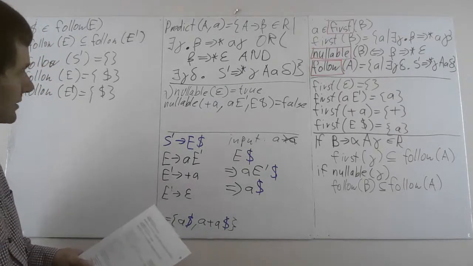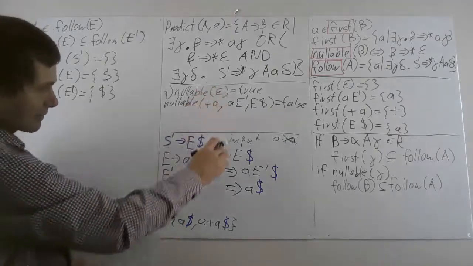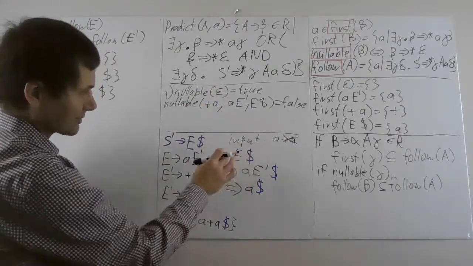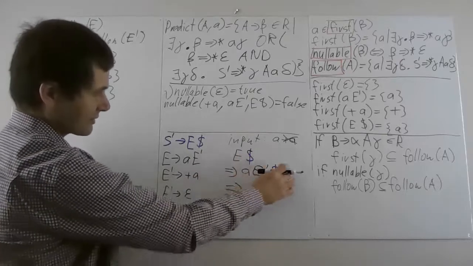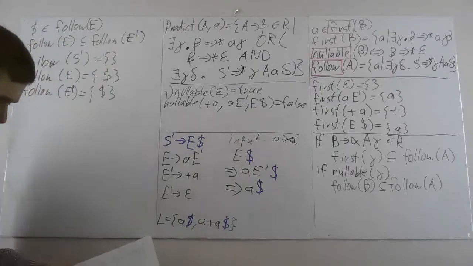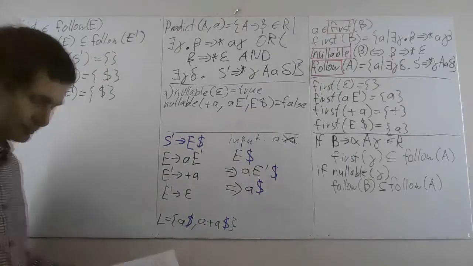Okay, and that's because we have a sentential form E $ that has a $ after an E, but that leads to a sentential form E prime $ that has a $ after E prime.